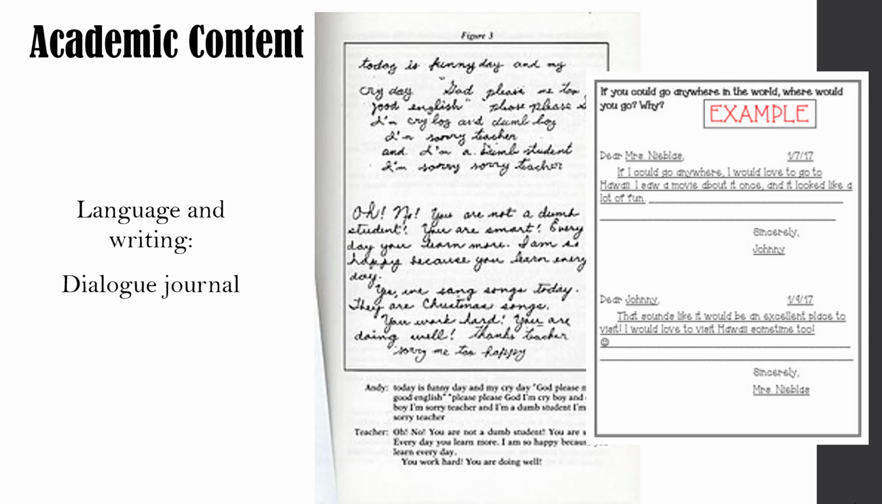For language and writing, you can use something called a dialogue journal. Basically, language skills are just really important prerequisite skills for all other academic skills. They're prerequisite skills for reading and math and science and social studies, and they're even prerequisite skills for social skills.